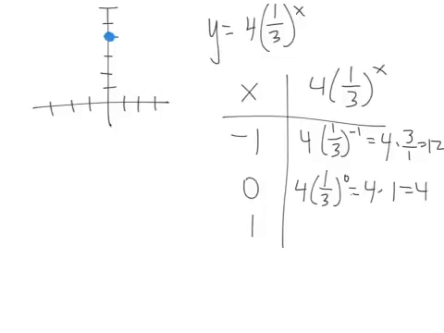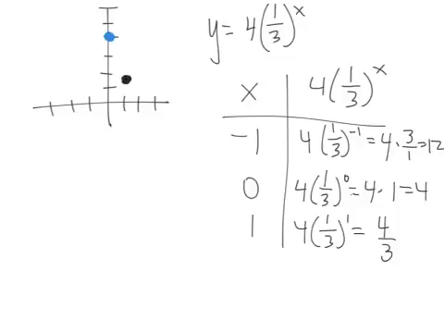Okay, so here we go with our third point. Let's plug in 1, and when you plug in 1, you get 4 times 1/3 to the 1, which is 4 times 1/3, which is 4/3, just a little bit greater than 1. Let's plot that point here, and 4/3, that's (1, 4/3), right about there.